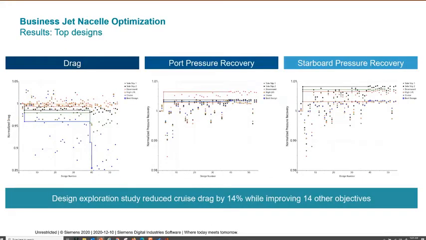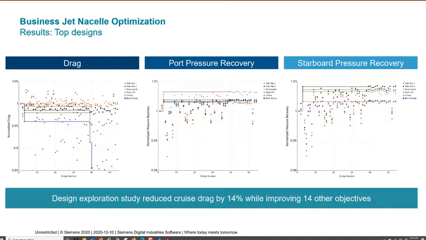So let's consider now the other two objectives, port and starboard pressure recovery. These you're trying to maximize, so values above 1 are what we're looking for. You can see here that for all 5 operating conditions for both nacelles, the pressure recovery is in fact improved over the baseline values. Now take note that the scale of the y-axis is quite small, so the improvement is minimal. We are very, very close to the baseline values.